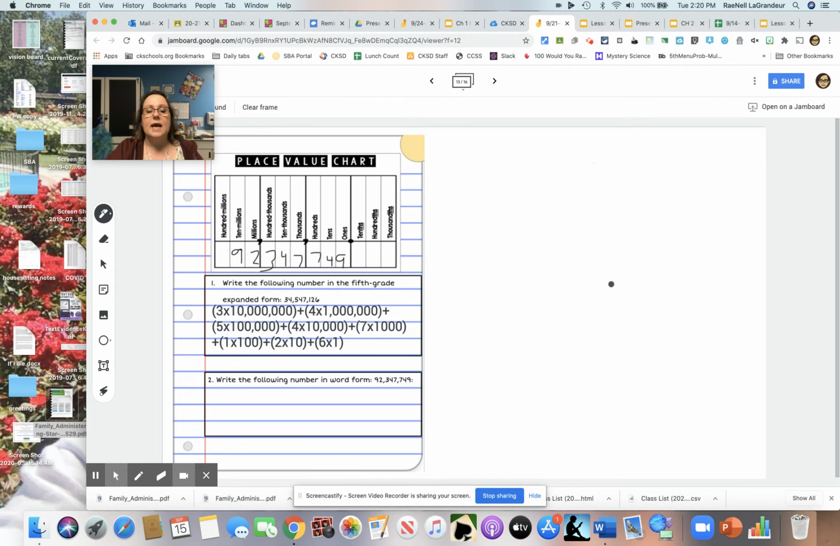Okay, now I need to figure out how to write this in word form. So this is where period, the definition for period, might come in really well, because it's going to tell me what this spot is. So I have 92. If I look at this part above the comma, I have 92. Well, how many is in here? So I see this is millions. This whole section is going to be somewhere in the millions. So I'm going to write 92.